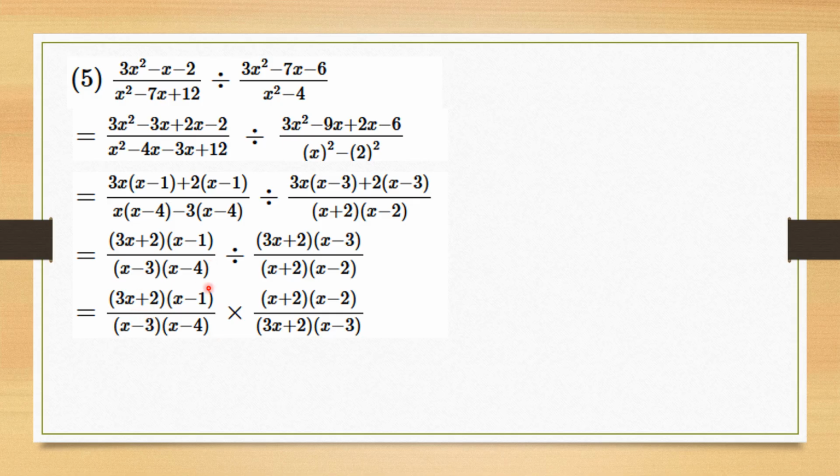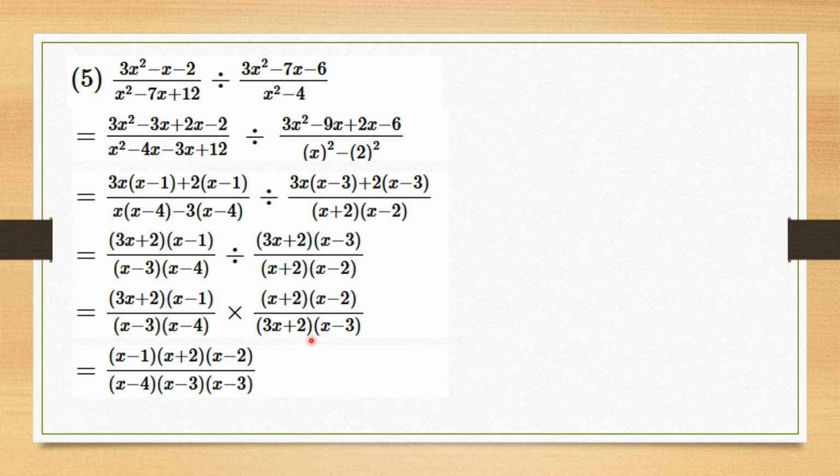So the first rational expression stays as it is: 3x plus 2 upon x minus 1, upon x minus 3 into x minus 4. Division sign changed to multiplication sign. For the next term, you take the reciprocal. Whatever was in the numerator, I wrote in the denominator, and whatever was in the denominator came in the numerator. So this changed to x plus 2 into x minus 2 upon 3x plus 2 into x minus 3.